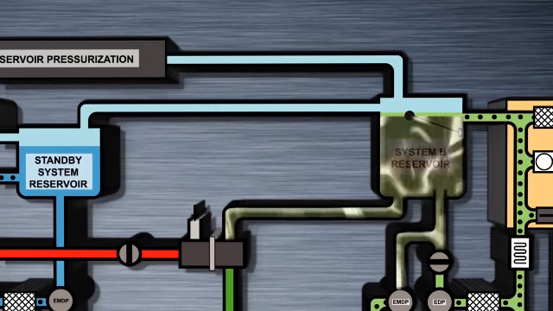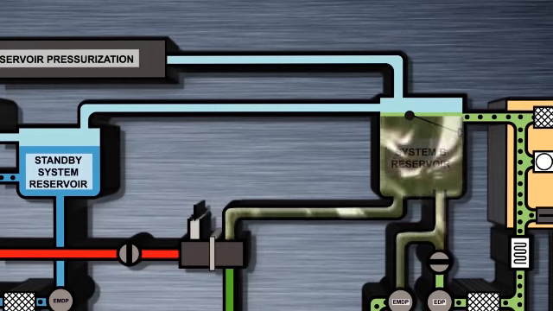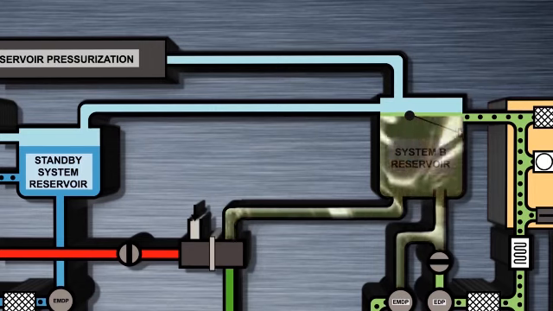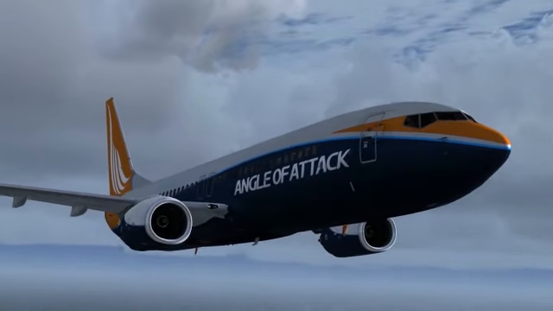As fluid is lost from the standby reservoir, and its quantity decreases through 50%, the low quantity light on the flight control panel will illuminate, triggering a master caution and the flight control light on the captain's system annunciator panel. We'll finish up here with a lesson summary.